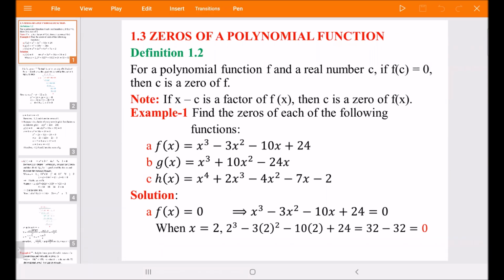According to this definition, definition 1.2, which you can see from your screens, for a polynomial function f and a real number c, if f of c is equal to 0, then c is the 0 of f. If c is the 0 of f, indirectly it is implying that the remainder obtained when f of x is divided by x minus c is 0. That means by the factor theorem, x minus c is a factor of this polynomial. So these notes explain that if x minus c is a factor of f of x, then c is a 0 of f of x, and if c is a 0 of f of x, then x minus c is a factor of f of x.